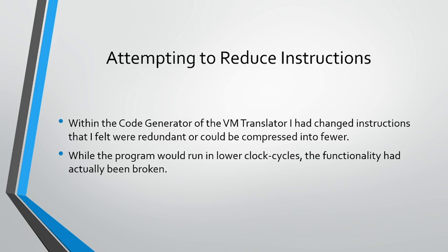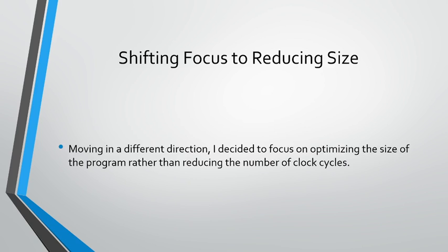Attempting to reduce instructions. Within the code generator of the VM translator, I had identified a few instructions that I felt were redundant, could be assigned better, could use multiple assignment, and so on, and attempt to make fewer instructions. While initially I believed this had worked, while checking the CPU profiler running the hack, the clock cycles had been reduced. But I decided to do some sanity checks with other hack files with known behavior and realized I had reduced instruction count but broken functionality. So these modifications need to be removed.